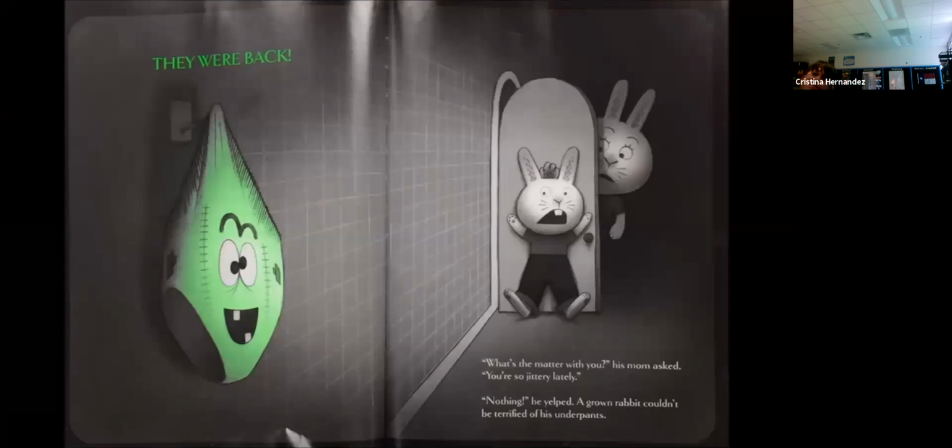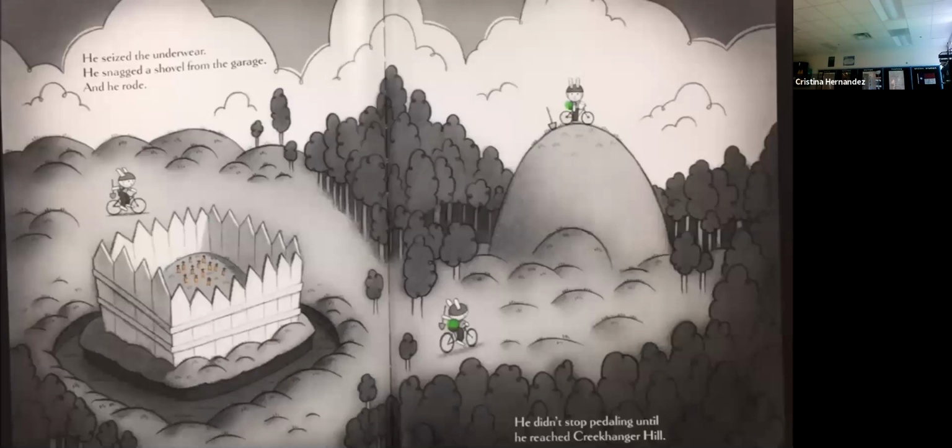They were back! What's the matter with you? His mom asked. You're so jittery lately. Nothing, he yelped. A growing rabbit couldn't be terrified of his underpants. He seized the underwear. He snagged a shovel from the garage and he rode. He didn't stop pedaling until he reached Creek Hanger Hill.